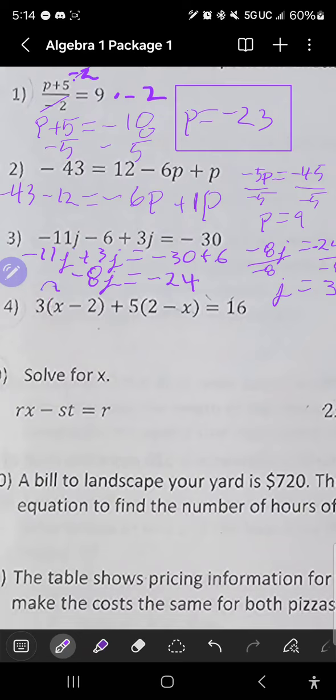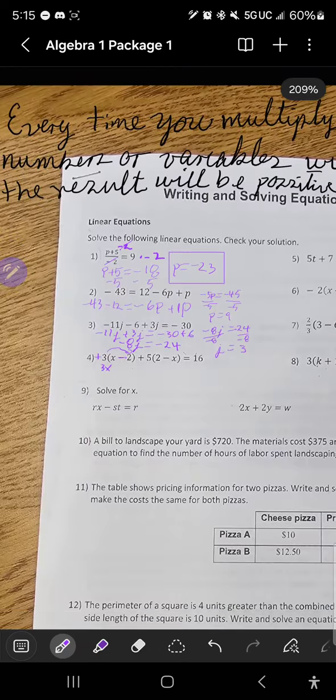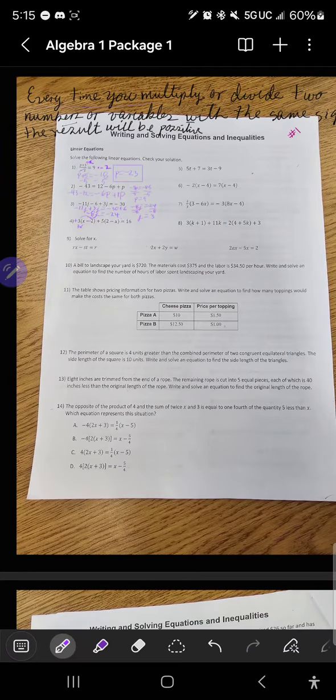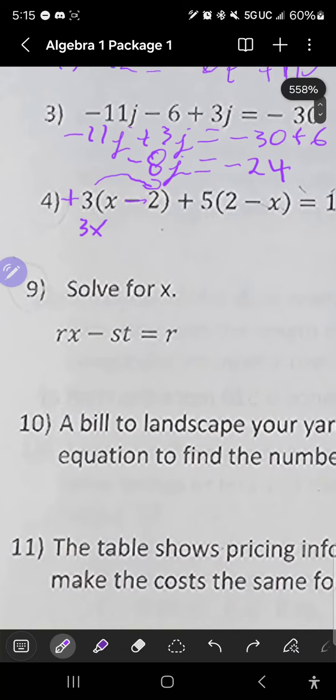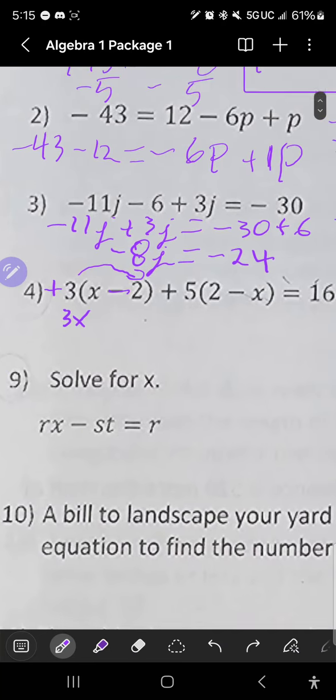So we need to do 3 times x, which is 3x. Since there is a variable, we cannot do anything more than that. Now, 3 times negative 2. This is a tricky part. As you see, the 3 has a positive sign and the 2 has a negative sign. This is basically what we see here: every time you multiply or divide, if they have equal signs, the result will be positive. If they are different, the result will be negative. So we get 3 times 2 equals 6, but since the signs are different, our result will be negative 6.